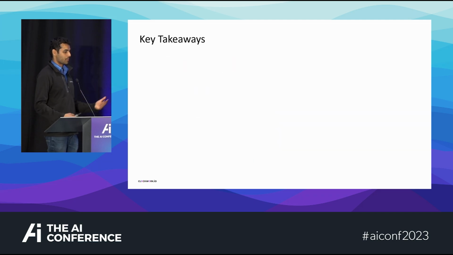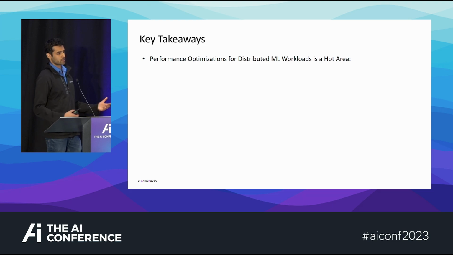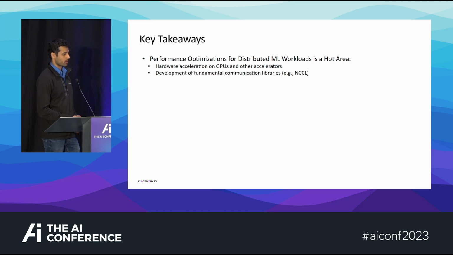So just to recap everything that we've talked about, the first thing is that performance optimization of ML workloads is a pretty hot area. There are a number of things people are doing. Obviously, there's a lot of work on hardware acceleration, either through GPUs or other custom accelerators that various cloud providers are coming up with. There's the development of communication libraries such as NCCL, which aim to optimize the communication aspect of training. And finally, there's the development of compute frameworks such as Ray.